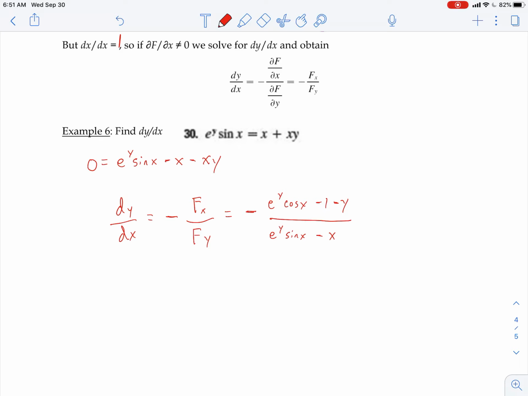And you can leave it this way. You can get rid of the negative in front by distributing it to the numerator and getting 1 plus y minus e to the y cosine x in the numerator, but that doesn't bother me.